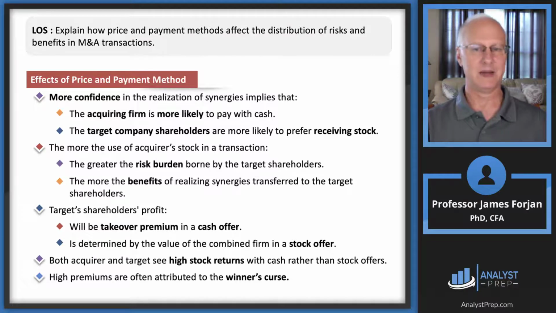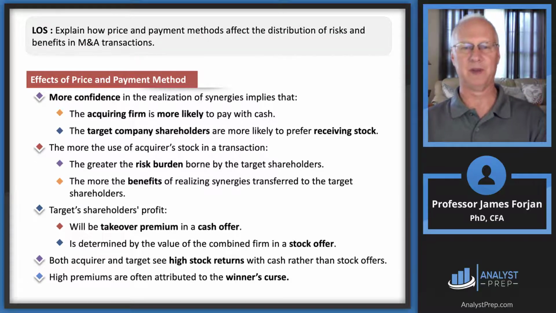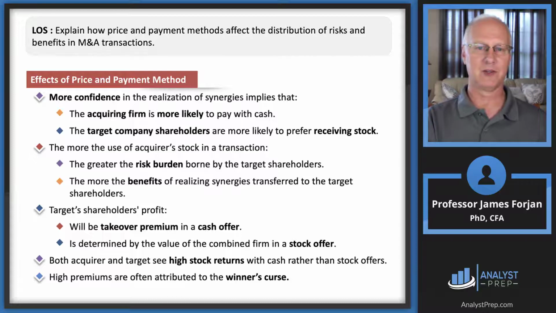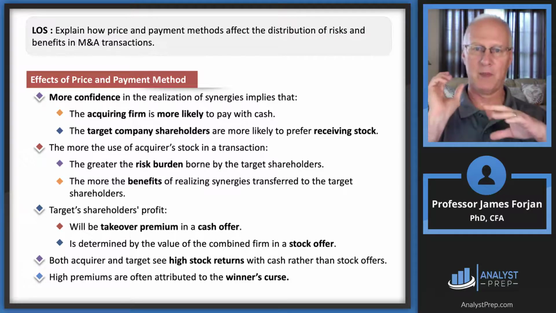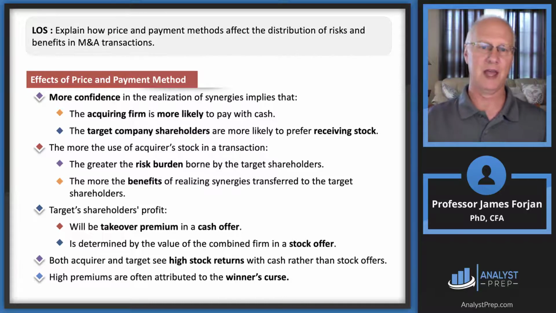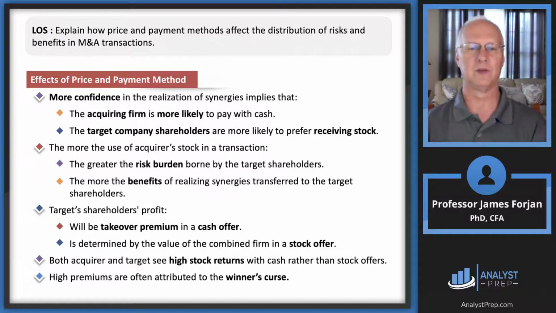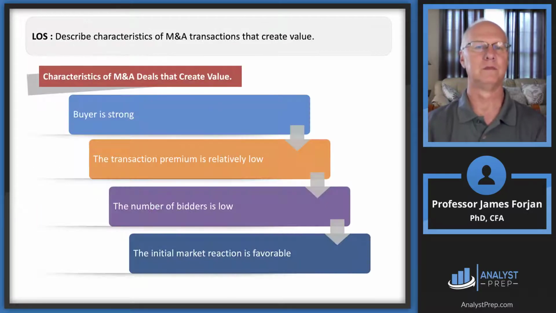Now, I need to make a comment here. This is editorialization. This doesn't have anything to do with the LOS. The target shareholders, they win today. They get all their money, their 50% premium today. But the acquiring shareholders, they may not get their capital gains for some time for the market to realize those synergies that show up in future financial statements and future stock and bond prices. Boy, I could talk about this for an hour or so, but I won't.